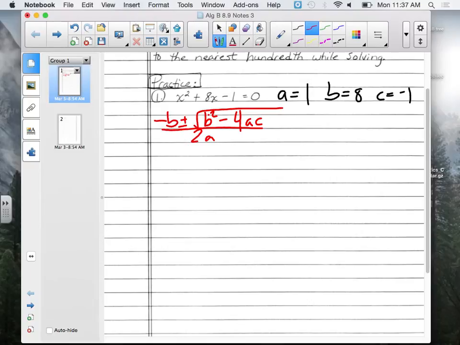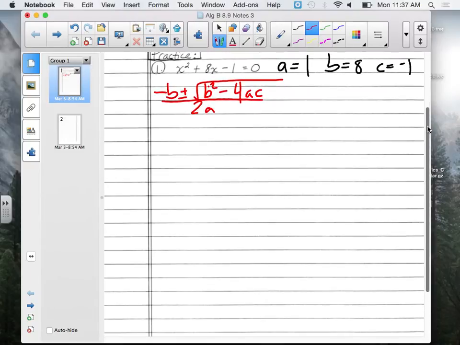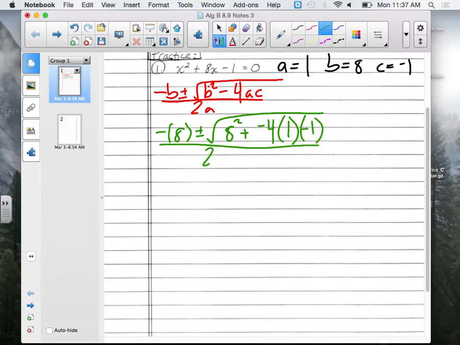Okay, so Shamarky, what would I write? Negative, parentheses, 8, the line thing, and then 8 squared, plus -4, 1 in parentheses, and -1 in parentheses, over 2 times 1. All right, perfect.